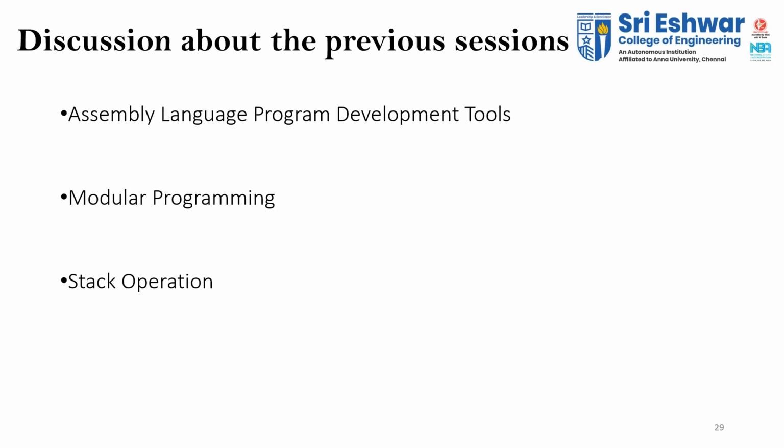Our last class topic was assembly language program development tools, modular programming, and stack operation. The assembly language program development tools are the editor, assembler, linker, locator, debugger, and emulator. These are all tools of assembly language programming using MASM. Modular programming is a principle of divide and conquer.